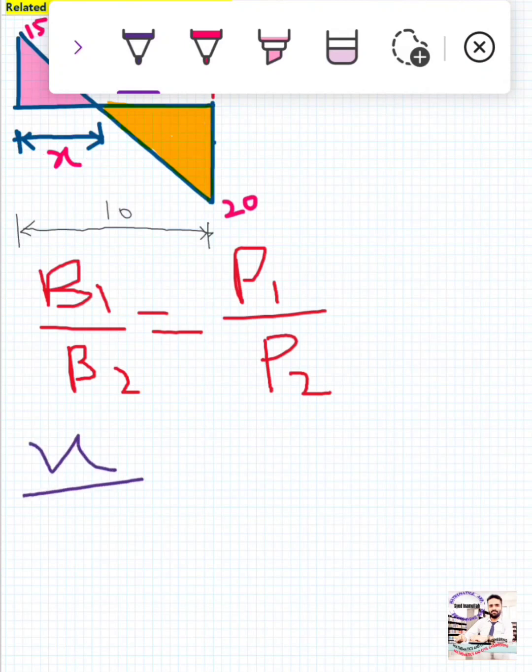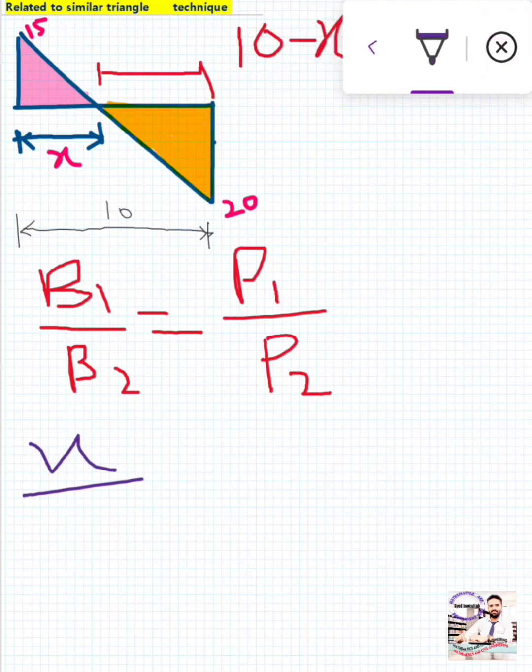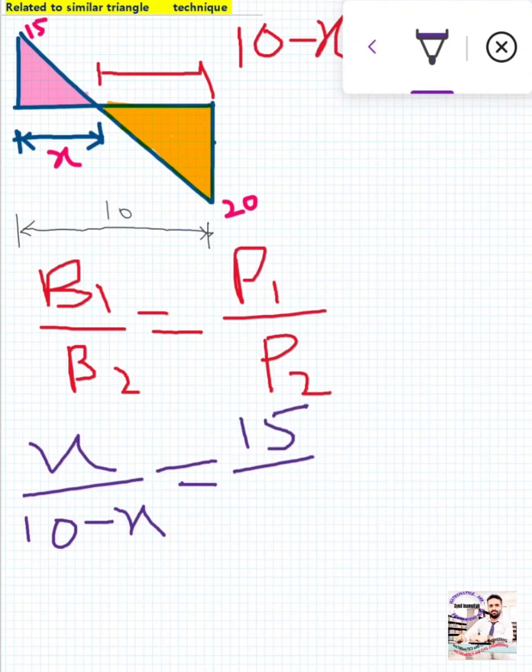So x divided by b2, where the overall distance is 10, so the base length of the second triangle is 10 minus x. This is equal to p1, which is 15, the perpendicular of the first triangle, divided by the perpendicular of the second triangle, which is 20. So the equation is x divided by 10 minus x is equal to 15 divided by 20. Now I will write this in the form of an equation.